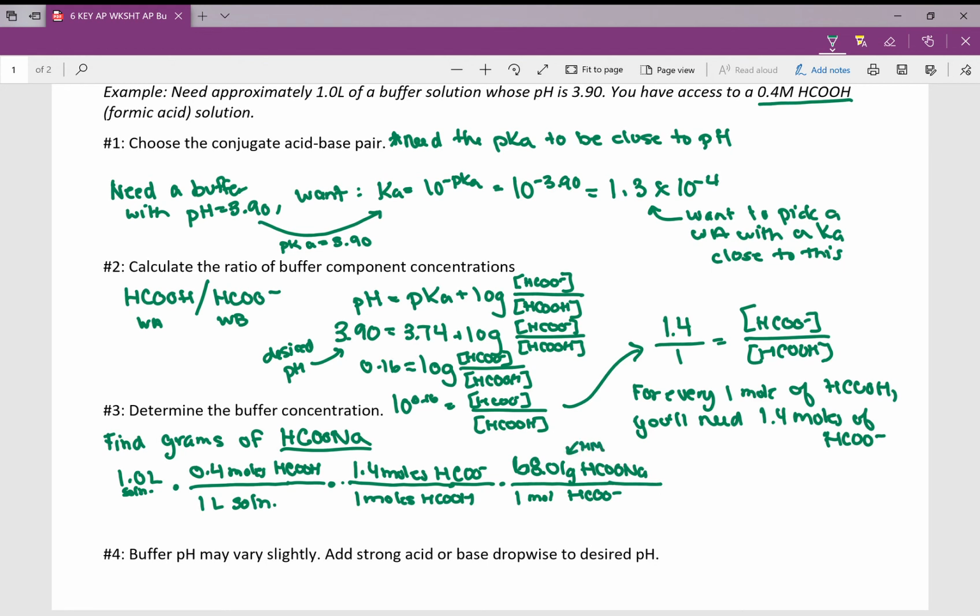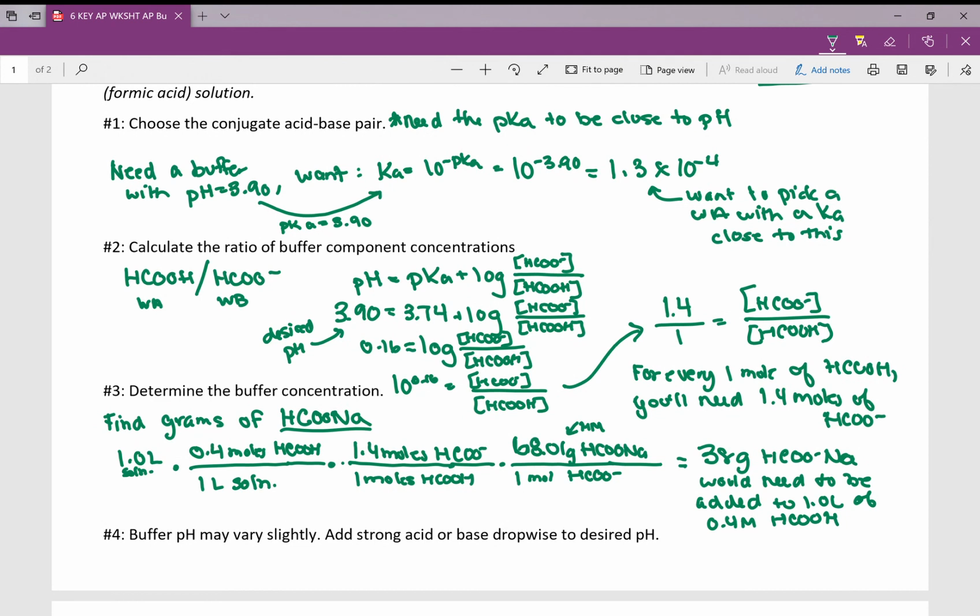And again, that's just the molar mass of the compound. So keeping to the 2 sig figs, I get 38 grams of HCOO minus Na. So that many grams would need to be added to 1 liter of a 0.4 molar formic acid solution in order to get a buffer with this 3.90 value for its pH. Okay, now usually the buffer pH may vary slightly based on that. So then as you're testing the pH, you would add a little bit of a strong acid or strong base dropwise in order to get the buffer to that desired pH of 3.90.